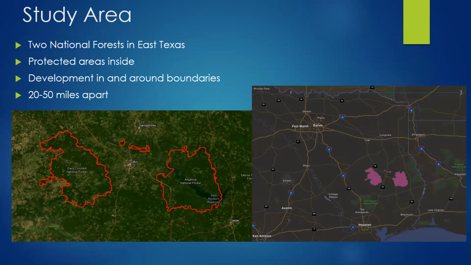Now, these do have some protected areas inside, and there are some cities and small towns in and around the boundaries of these national forests. And the great thing about these 2 is that they're about 20 to 50 miles apart from border to border and from center to center. So we're really hoping to see some drastic changes between the 2 and potentially discover a reason as to why one has more than the other.